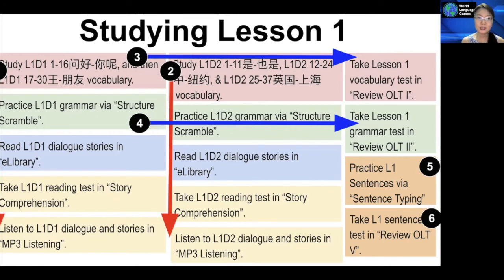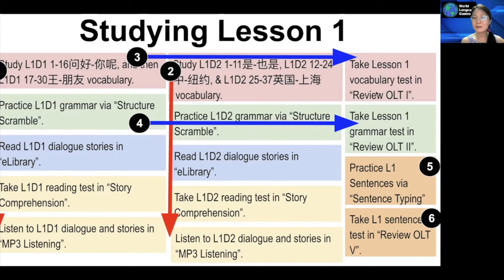Once you finish lesson 1, dialogue 1, then you go to lesson 1, dialogue 2. So you follow the same pattern. First of all, vocabulary, after vocabulary, grammar, structure scramble, and then you read stories in the e-library, then you test your reading skill in story comprehension. And the last thing is to listen to the MP3 listening to consolidate your knowledge in the vocabulary and sentences.